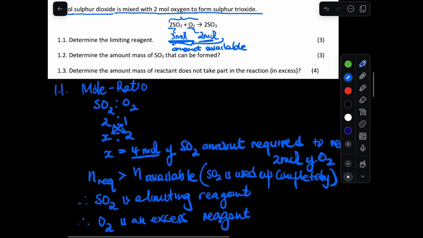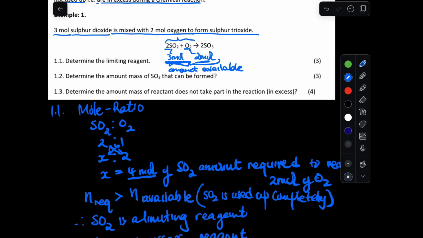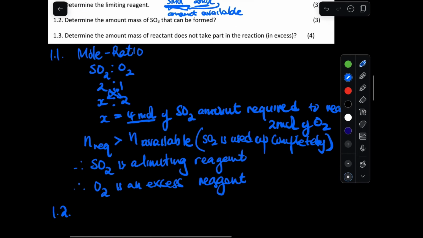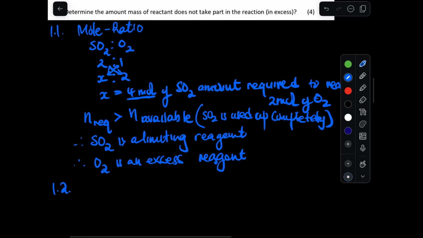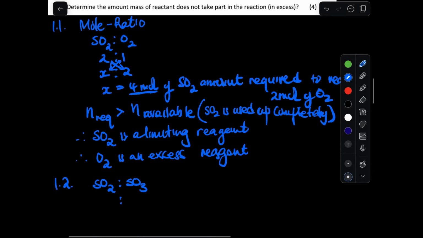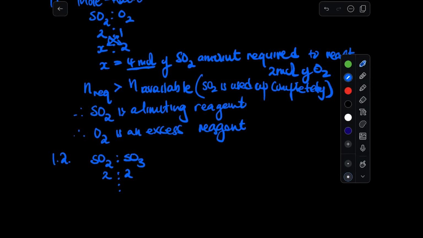Now guys, now that we know which one is limiting, the limiting is our sulfur dioxide. Whenever we want anything in the product, we do the ratio of the limiting reagent and what we need in the product. We'll say sulfur dioxide, which is the limiting, is to sulfur trioxide, which is the product that we want. What is the ratio between them? It's 2:2. Once the ratio is 2:2 or 1:1, that means the number of moles will be the same.